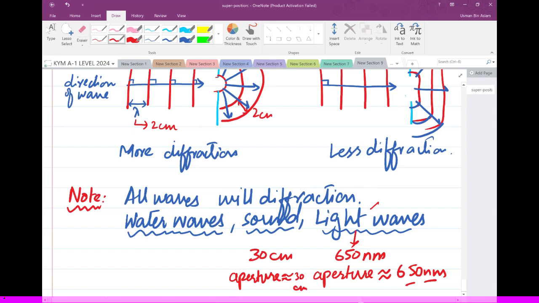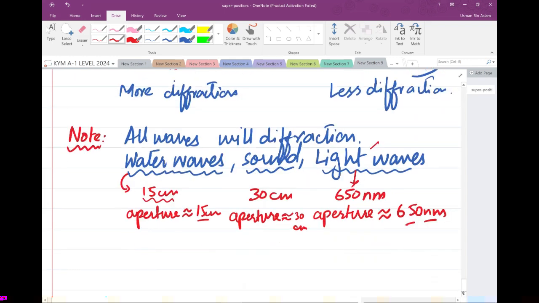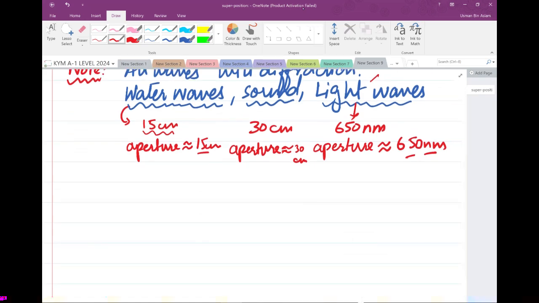Otherwise, if it is too big, the sound will not be diffracted. If it is too small, sound won't be able to pass through it. Similar is true for water waves. Water waves generally can have huge wavelengths, but let's say it has a wavelength of 15 centimeters. The aperture through which it will show me diffraction has to be approximately equal to 15 centimeters. The aperture can be slightly larger or slightly smaller, it doesn't matter, but it should not be very big or very small compared to the wavelength. Otherwise, diffraction will not be observable for us. Okay, are you with me so far?